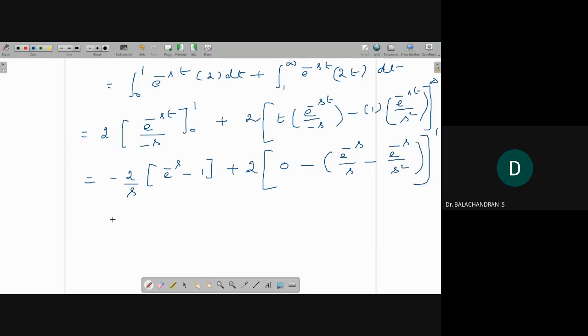Now this is equal to 2 into minus 2 into e power minus s by s, plus 2 by s, and then minus 2 into e power minus s by s, and then plus 2 into e power minus s by s square. So we can cancel.